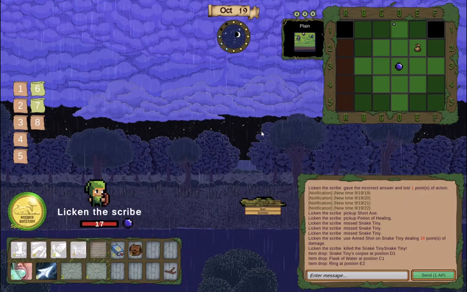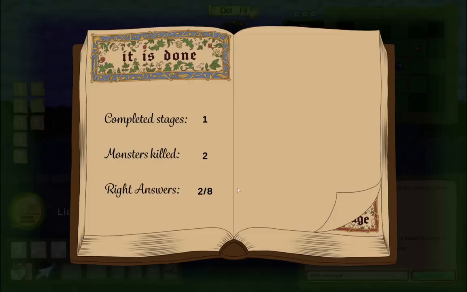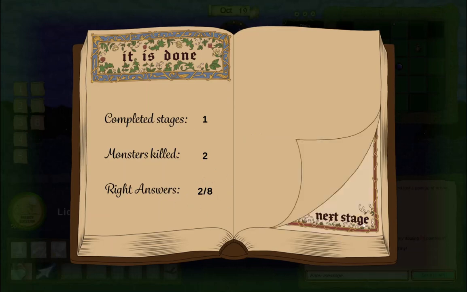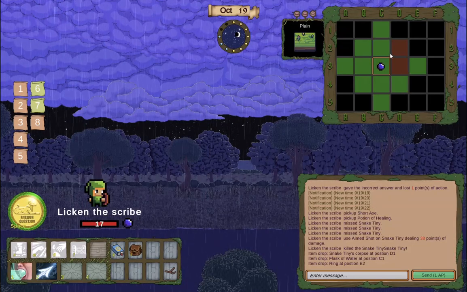So we're going to hit F, and we're going to see that we got 2 out of 8, but that's because we were being very sincere about which answer choice we actually knew the answer to and not. But we completed 1 stage, we killed 2 monsters, and then you generate the next stage, which is going to have stronger monsters and potentially have places that you can enter, different items.